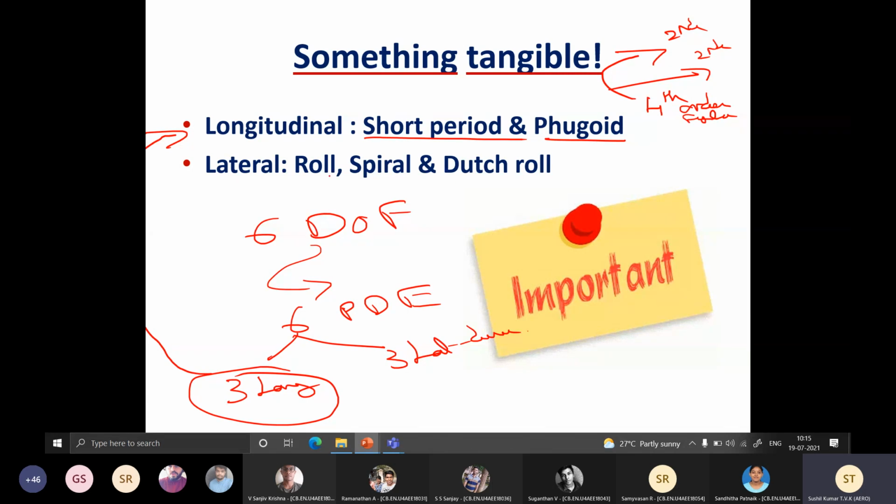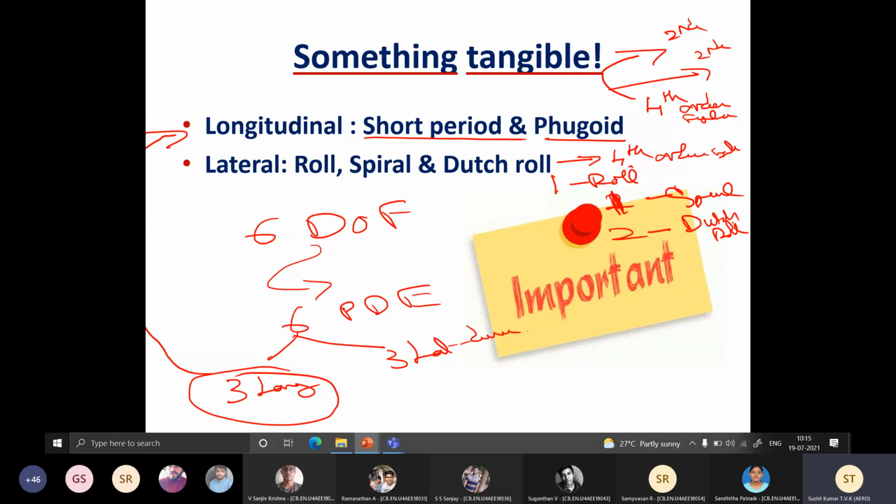In case of lateral, again it's a fourth order system. But in this case, you will have one first order system for roll. These are all modes, we'll understand what these things are. Another first order system for spiral, and a second order system for something called Dutch roll. So all you have to remember is that there are 2 longitudinal modes and 3 lateral directional modes.